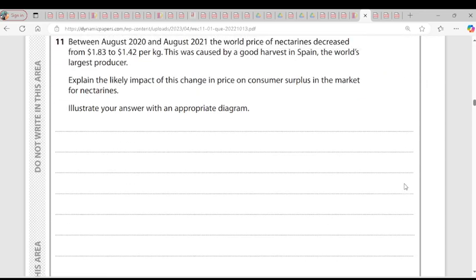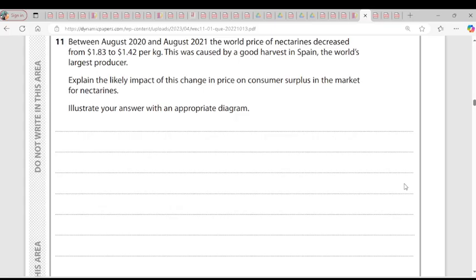So for question 11, they said between August 2020 and August 2021, the world price of nectarines decreased from 1.83 to 1.42 per kilogram. This was caused by a good harvest in Spain, the world's largest producer. I just might have this one. How do you get to consumer surplus? I did not isolate it, I just drew what consumer surplus is. I did not draw how it changed. Okay, you're going to get it here anyway. Are you here with us, please? Explain the likely impact of this change in price on consumer surplus in the market for nectarines. Illustrate your answer with an appropriate diagram.